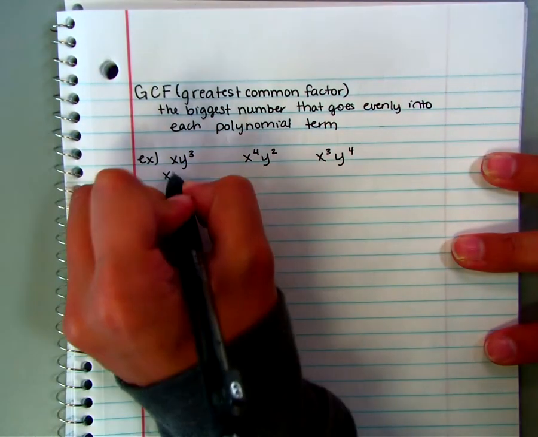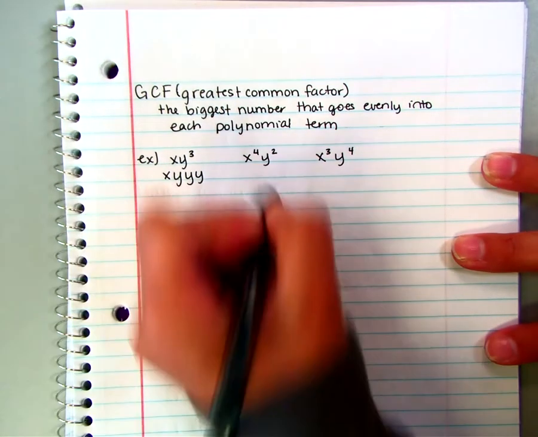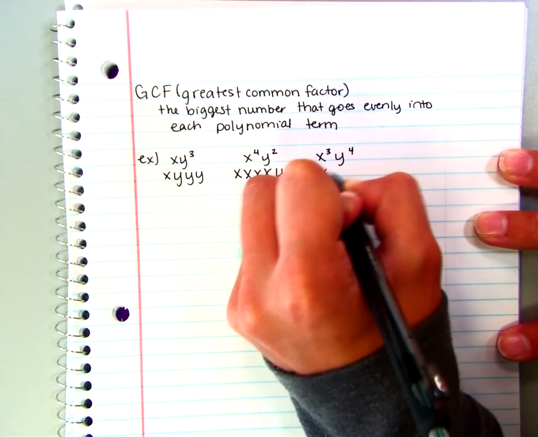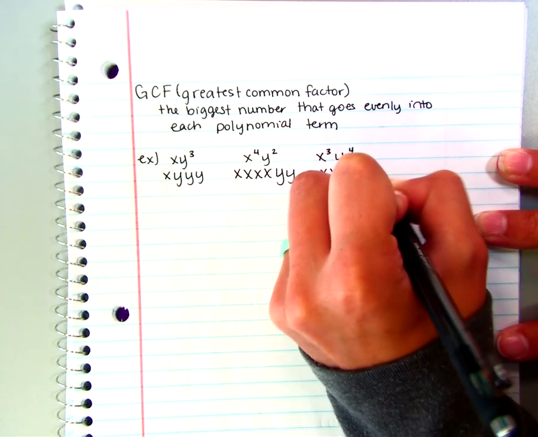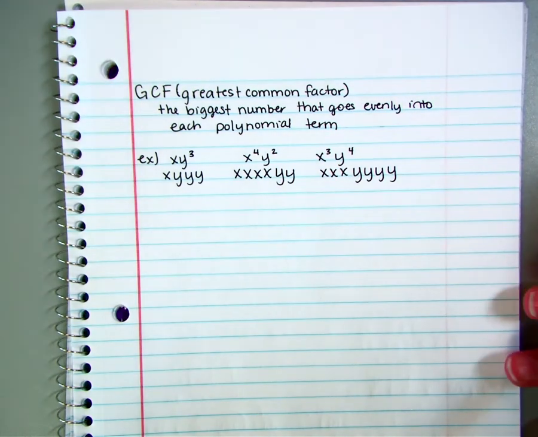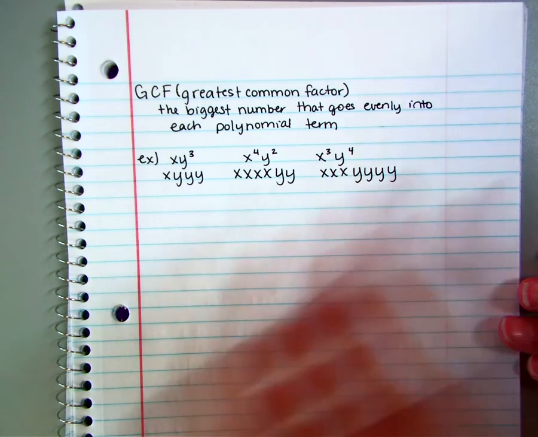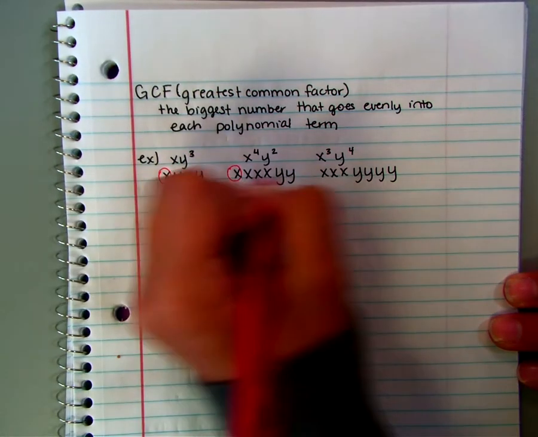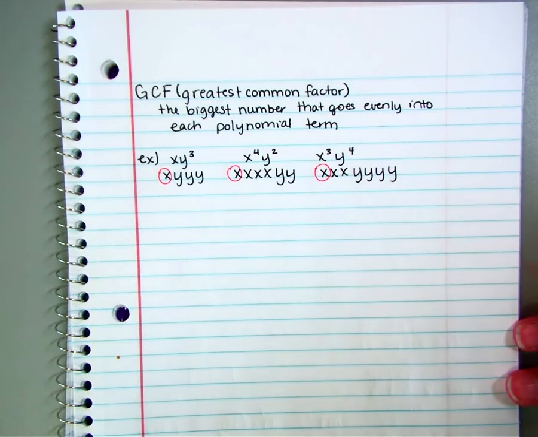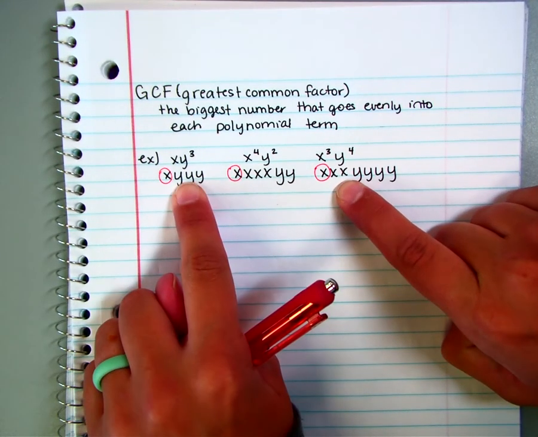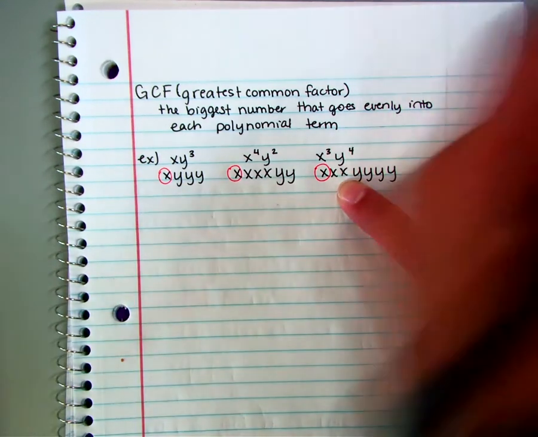So we've got 1 x and 3 y's, 4 x's and 2 y's, 3 x's and 4 y's. If we're taking out the GCF, we see that we have an x in each of them. Can I take out any more x's? Well, here I can take out more x's, but here I'm all out of x's. So I can only take out 1 x.